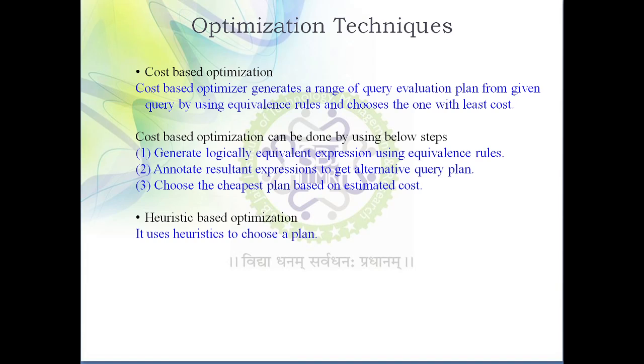We want to reduce the amount of time required to retrieve the data. Why are we writing a query? In order to retrieve data from the database. So we expect that once we write a query and fire it on a database, we should get the output within a second. This is the ultimate aim of writing an optimized query. The first technique is cost based optimization. The cost based optimizer generates a range of query plans, and from those it chooses the one with the least cost. Let's see an example so that you will understand.